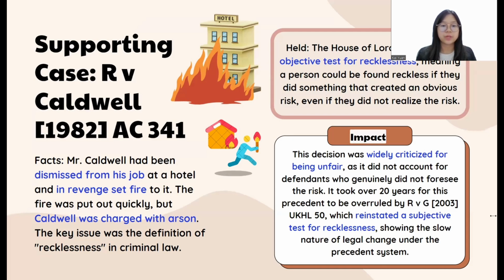These decisions were criticized for being unfair as they did not account for defendants who genuinely did not foresee the risk. It took over 2 decades for these precedents to be overturned by R versus G 2003, which reinstated a subjective test for recklessness. This case exemplifies how the reliance on precedents can delay necessary legal reforms, causing the laws to lag behind societal changes.